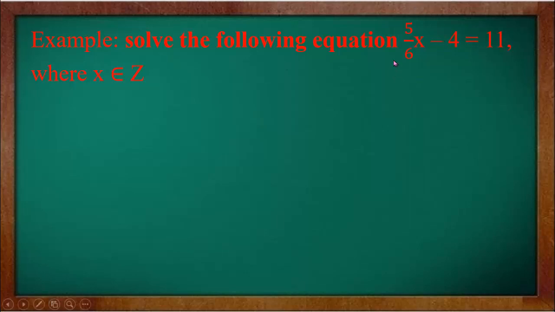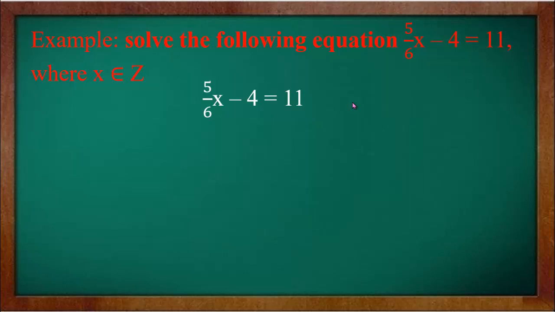Solve the following equation: 5 over 6 x minus 4 equals 11, where x belongs to Z. Again, my solution must be found inside of Z. And let's have a look at the equation again. 5 over 6 x minus 4 equals 11. How many operations are here? I have two operations, 5 over 6 times x and minus 4. As we agreed, which one should we move first?